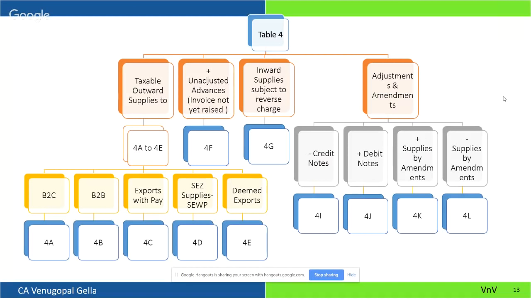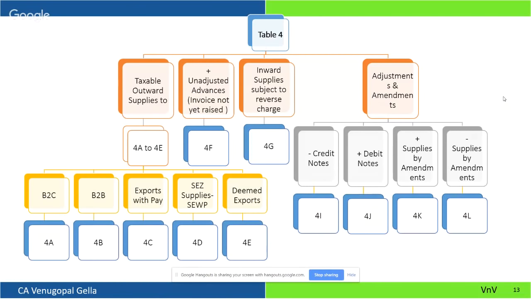So the taxable outward supplies made during the year could be to unregistered customers, which is B2C, reported in table 4A, or to a registered person, B2B, reported in table 4B. Please note, this reporting is happening at a gross level. So the detailed data entry the way it is done in GSTR 1 is not expected in GSTR 9. In GSTR 9, it is a consolidated value of the data which has been reported.